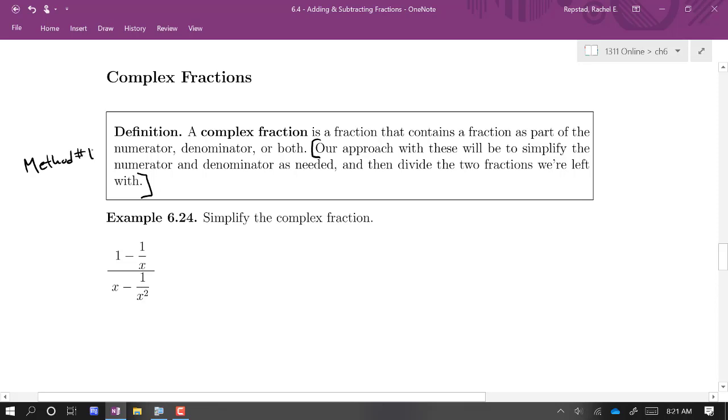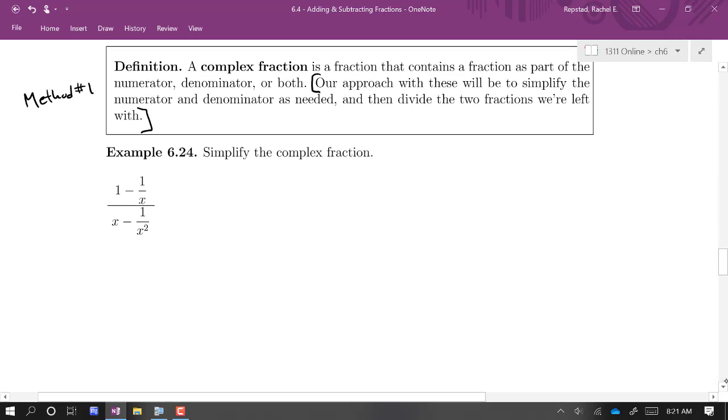And method 1 is pretty simple as a concept. It's just simplify the numerator and denominator by themselves, kind of treat them as their own little addition subtraction problems, and then do the division on those fractions. So we'll see this play out in this example. 1 minus 1 over x over 1 minus 1 over x squared. So I'm just going to tackle the top and the bottom by themselves.